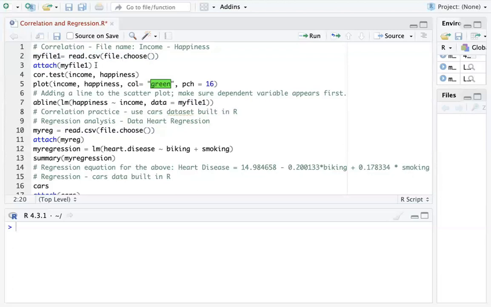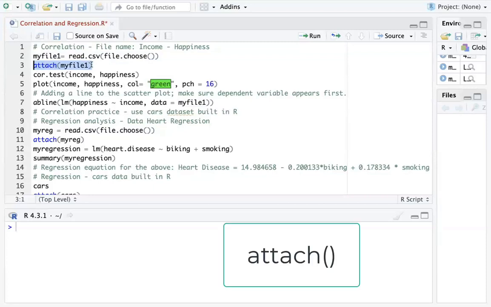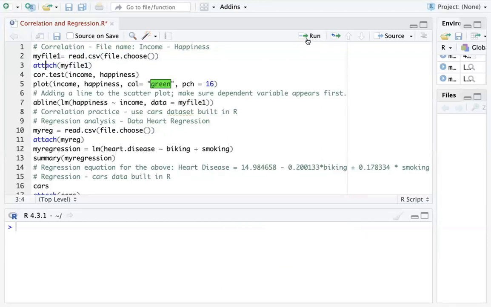Once it's imported, the next step would be to attach it. For that purpose, I will use this command that's called attach, my file one. That's the name of the object, and I'm going to attach it. In order to run it, you can either click on this, Run, or you can press Control Enter. I will press Control Enter.